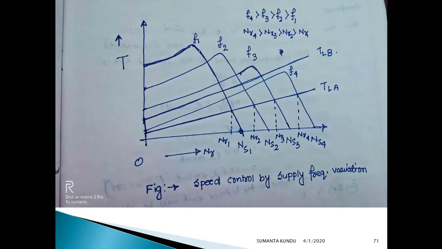This can be depicted in this figure. Here the highest frequency is f4. If we see, the load torque line is TL, and this is my torque speed characteristic, and there is no intersection point between this developed torque and the load torque. So under this condition the motor will stall.